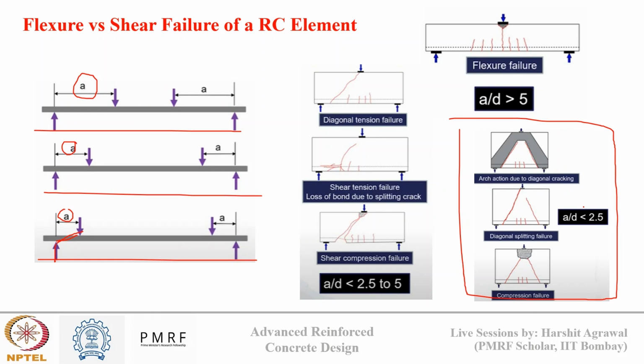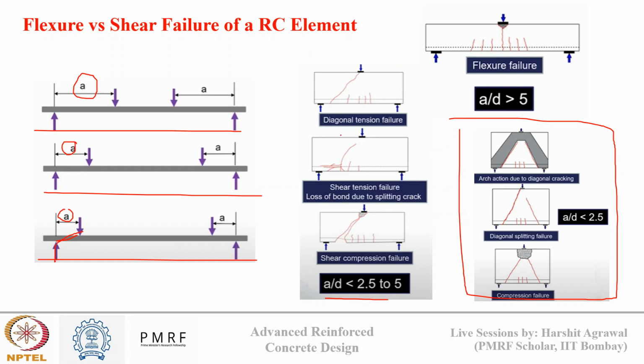Now, if my a by d ratio is more than 2.5 and less than 5, we say there can be both shear failure and flexure contribution. Both shear and flexure can contribute to the failure.